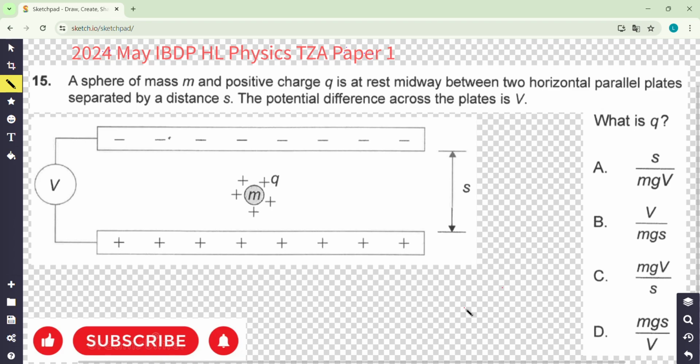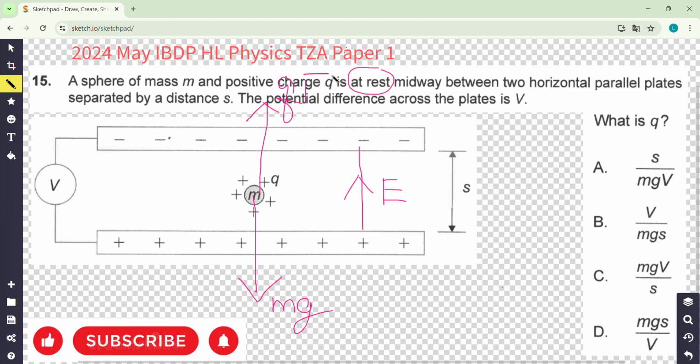Question 15 is about the famous oil droplet experiment. The charge remains at rest between two parallel plates. So the forces balance. Which two forces? The gravitational force and what balances it? The electric field goes from positive to negative, and then the charge experiences an upward electric force QE.